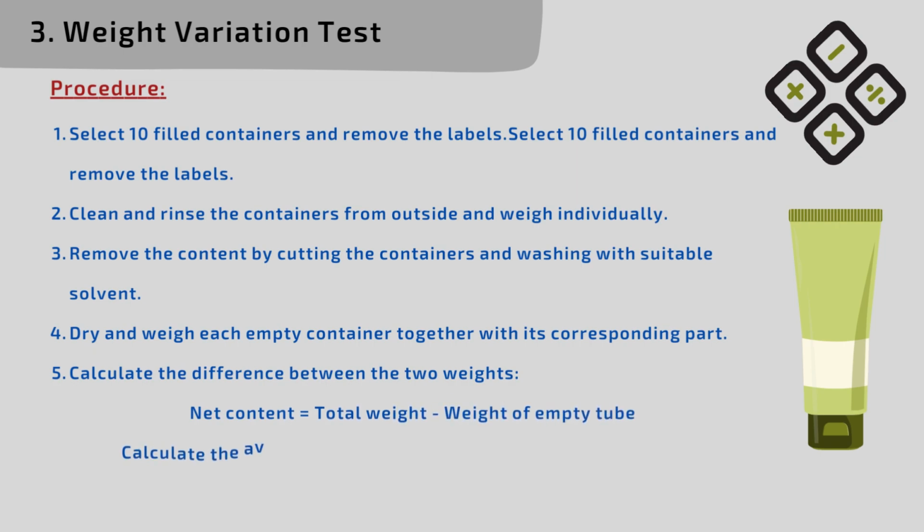Calculate the difference between the two weights. Net content equals total weight minus weight of empty tube. Calculate the average weight of content: weight of the 10 tubes divided by 10.